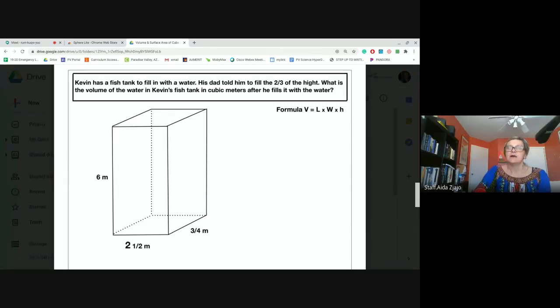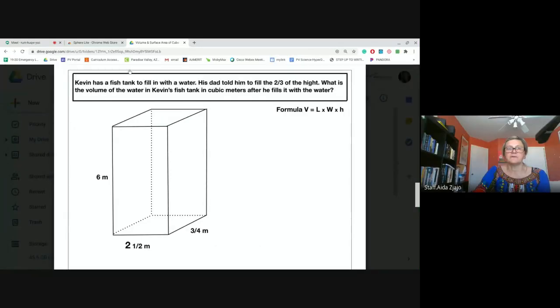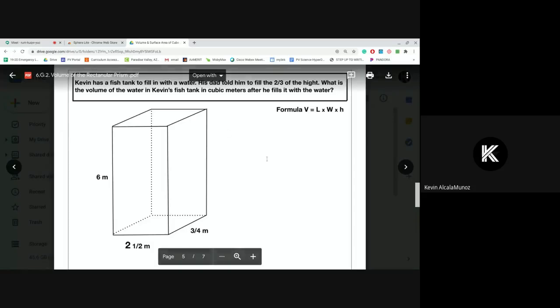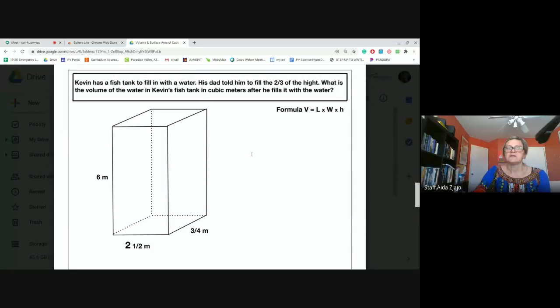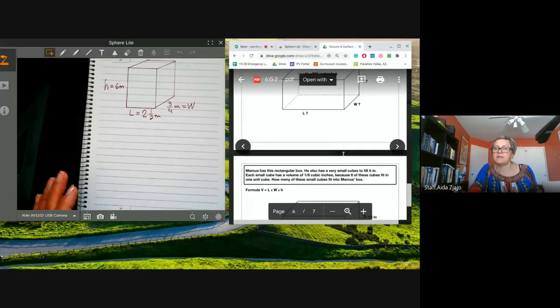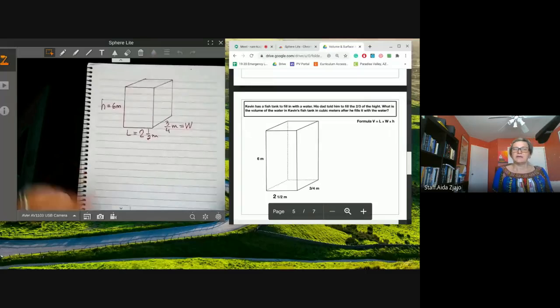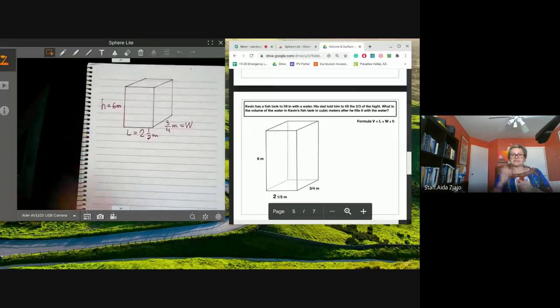Bravo, excellent thinking. So what are you looking to find out? What does it say you need to find out? What is the volume of the tank in cubic meters after he fills it with water? That's what you needed to find. Yeah, you need to find a volume, correct? Okay, so let me make that a little bit smaller now. I'm going back to your problem. I'm hoping you will see now. And I drew this box that Kevin needs to fill.